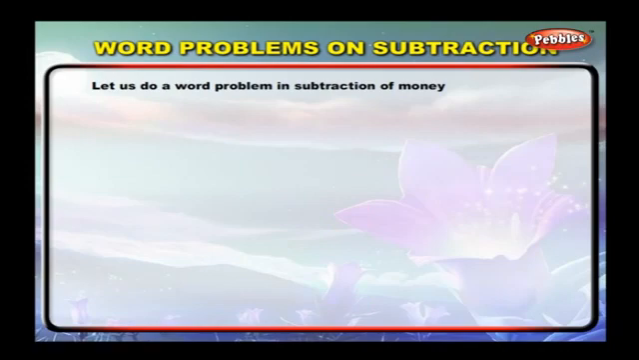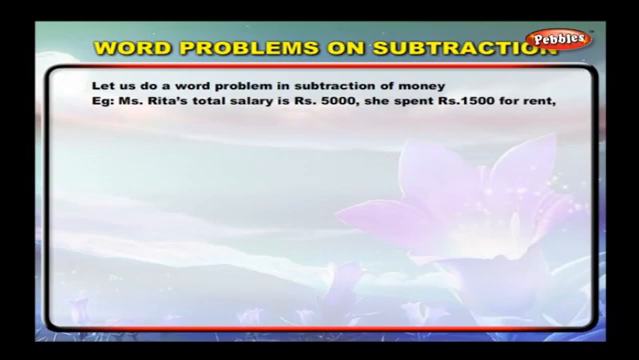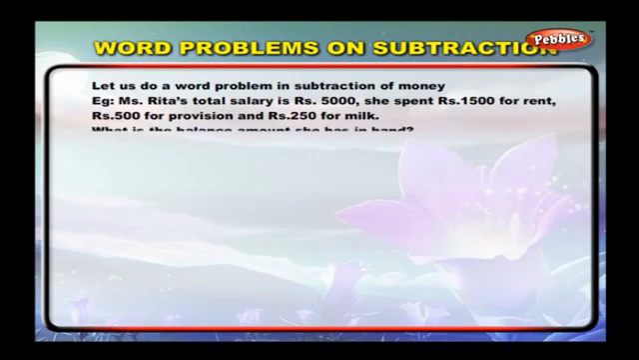Let us do a word problem in subtraction of money. Example: Miss Rita's total salary is rupees 5,000. She spent rupees 1,500 for rent, 500 for provision and 250 for milk. What is the balance amount she has in hand?